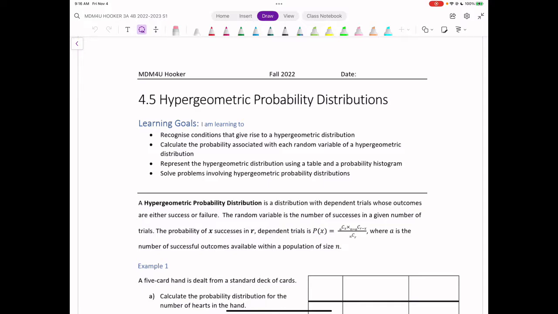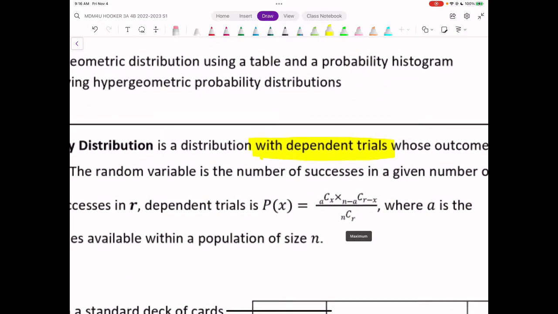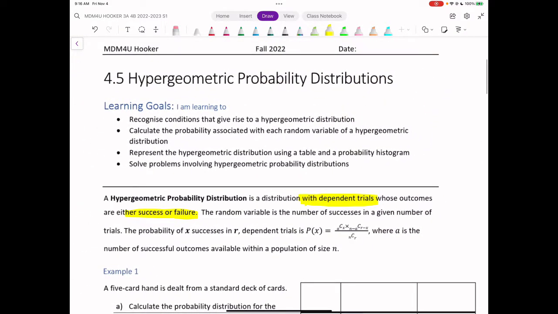So a hypergeometric probability distribution is a distribution with dependent trials whose outcomes are either success or failure. This differs from the geometric distribution we discussed last lesson, in that it is dependent trials, not independent. The random variable is the number of successes in a given number of trials, and the probability of X successes in r dependent trials is given by this beautiful formula, which looks a little crazy, but we'll break it down and you'll see how easy it is.